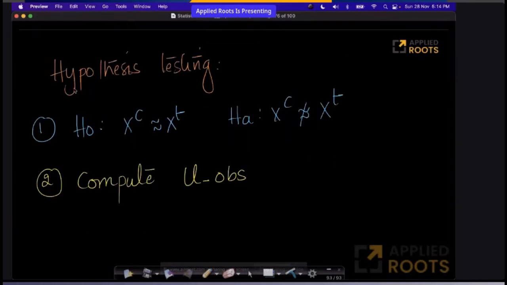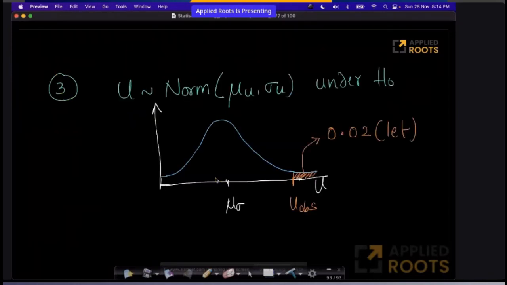So as far as our hypothesis testing is concerned, we have a null hypothesis and an alternative hypothesis. We simply compute the observed U from the samples of XC and XT that we have. Then, because we know that under the null hypothesis U is normally distributed, we can plot the distribution of U, because it's just a Gaussian distribution with some mean and standard deviation. We can see how extreme our observed value is.